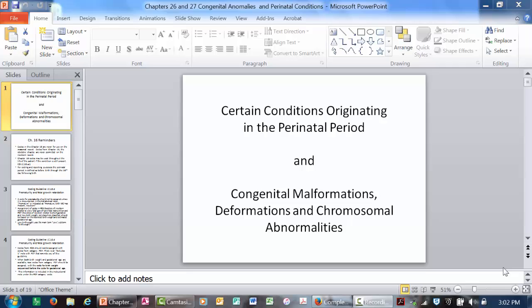Today we're going to talk about conditions originating in the perinatal period, which is chapter 16, and congenital malformations, deformations, and chromosomal abnormalities in chapter 17 in the ICD-10-CM codebook. We'll begin with chapter 16.